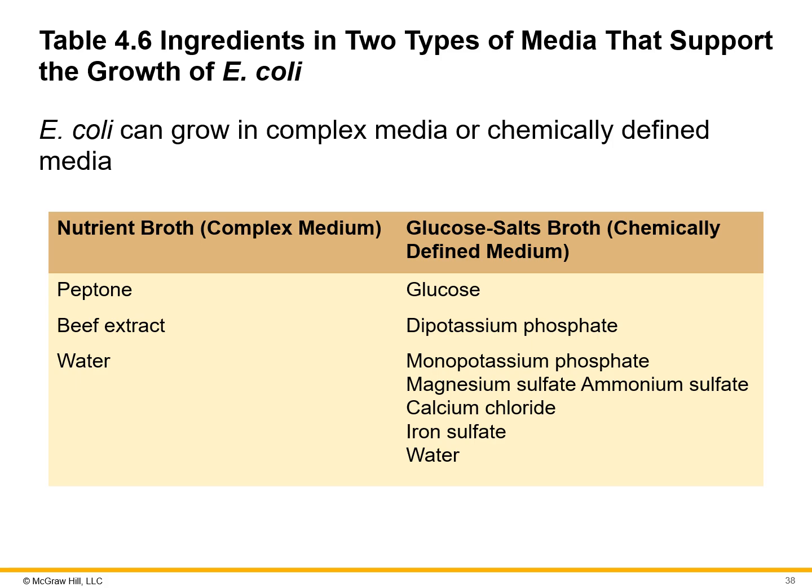This is a table in your book on page 104, and it's just a really nice comparison between some of the ingredients that we would find in a complex media, and what they have here as an example is nutrient broth, and a chemically defined media, which is the glucose salt broth. With the nutrient broth, it looks like there's less ingredients, but beef extract and peptone, that's really vague.